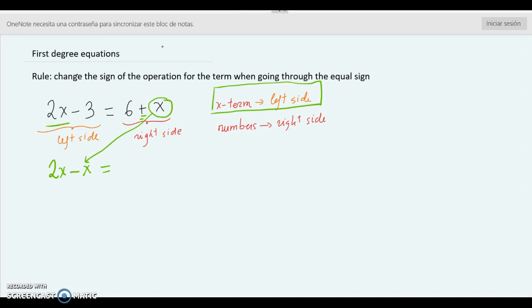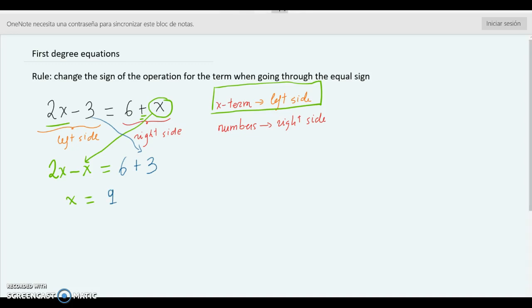The 6 is on the right side, so I write the 6. The minus 3 is on the left side. I want to put this number next to the 6, so I'm going through the equal. I want to put this on the other side. I need to change the sign. I continue doing the operation. 2x minus x is x equals 6 plus 3 is 9.